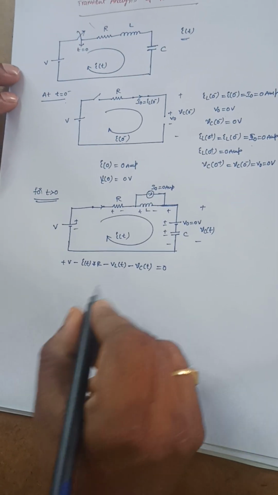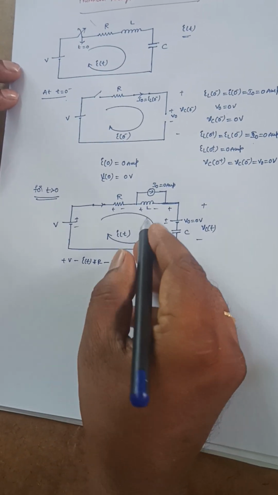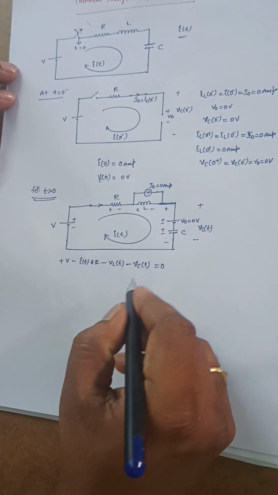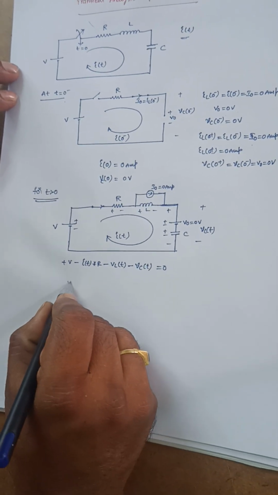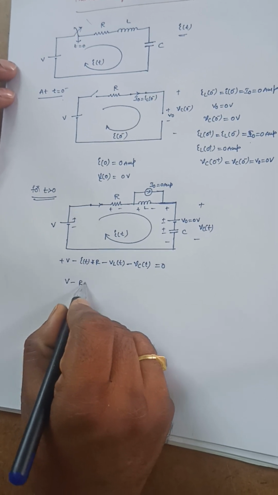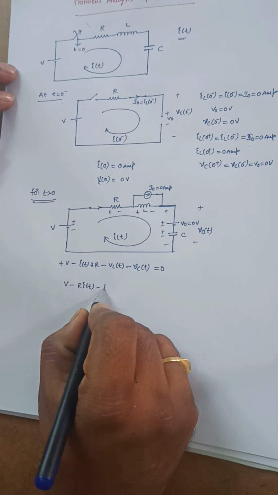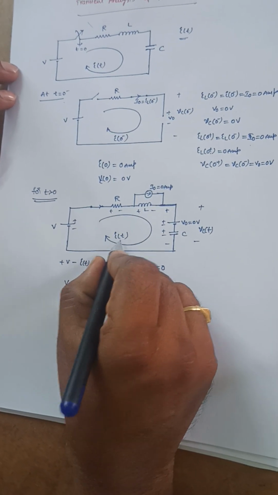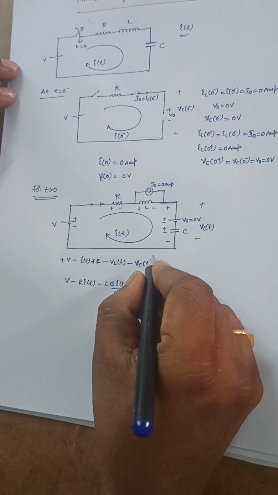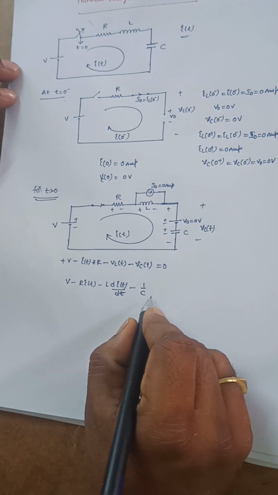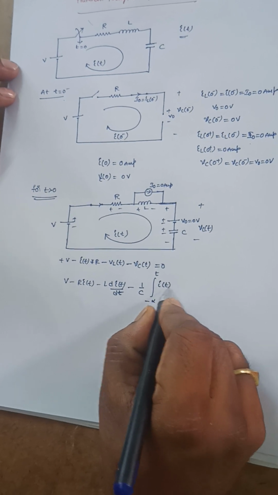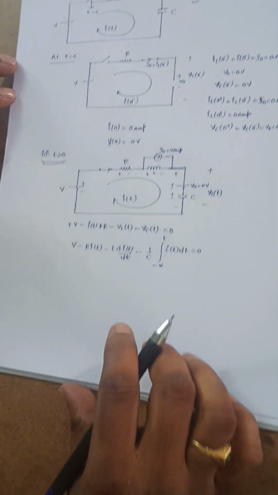Here VL of t is L into di of t by dt. Let me rewrite this equation: V minus R into i of t, minus VL of t, which is L into di of t by dt, where i of t is the current flowing through the inductor, minus 1 by C integral from minus infinity to t of i of t dt, is equal to 0.